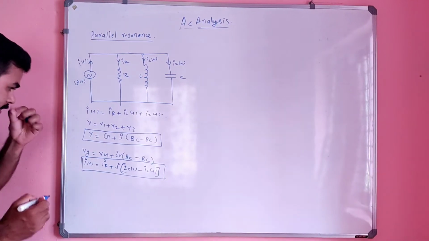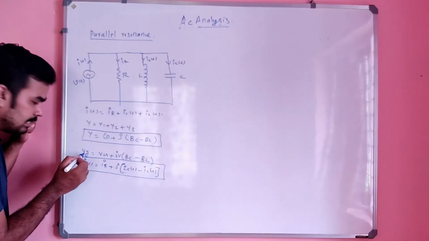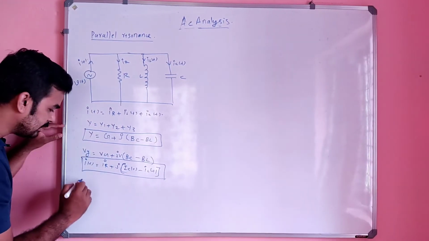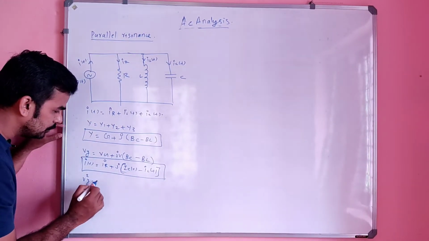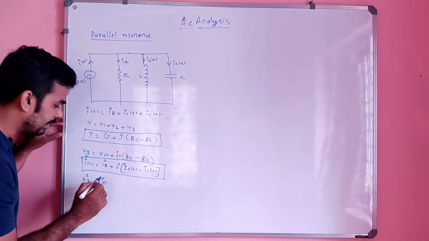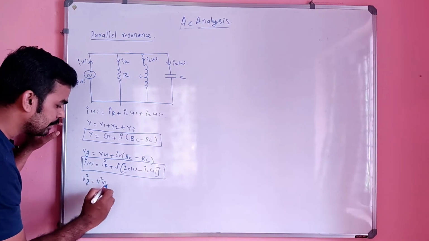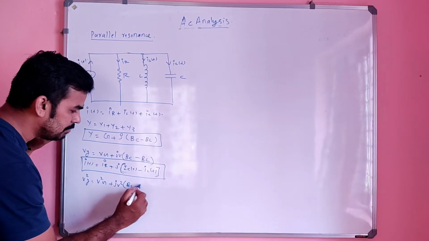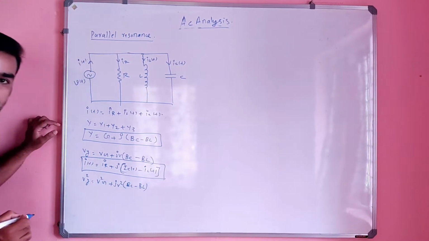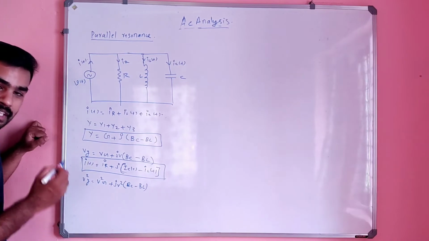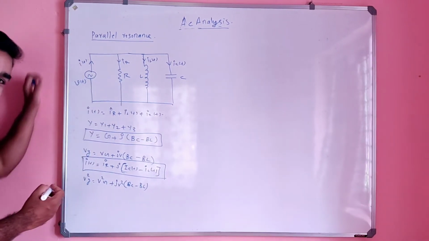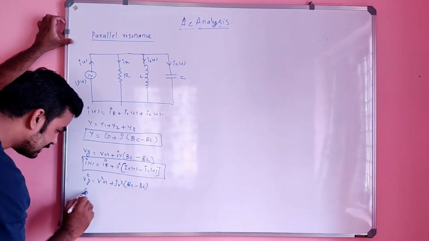Is it clear? Then again I am going to multiply the equation Vy by V. What do I get? V square y equals V square G plus j into V square into BC minus BL. Is it correct? And what is V square y? V square y means V square by Z, right? V square by Z is nothing but power S.